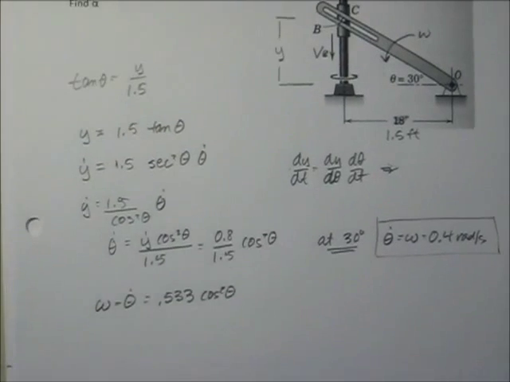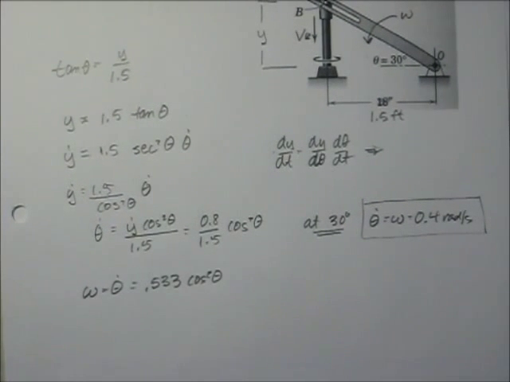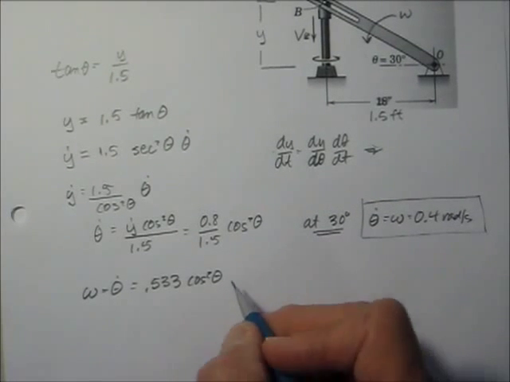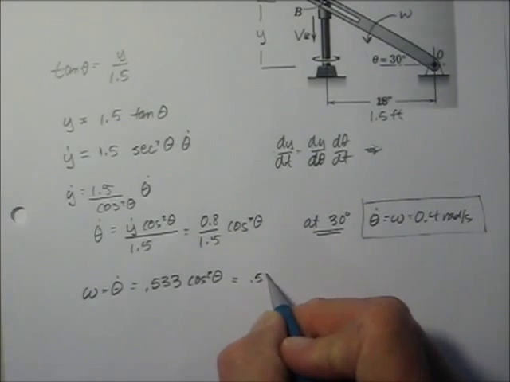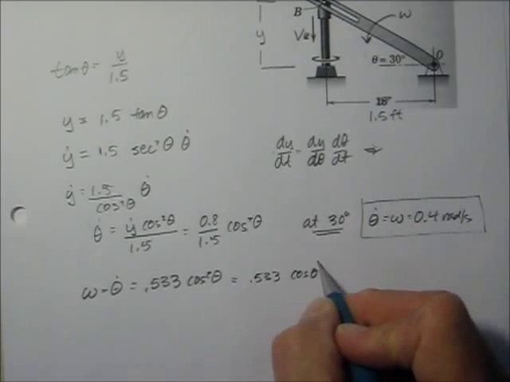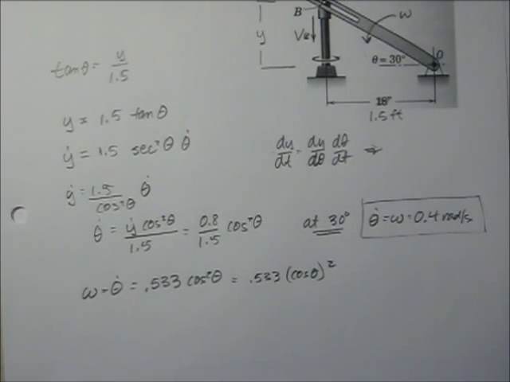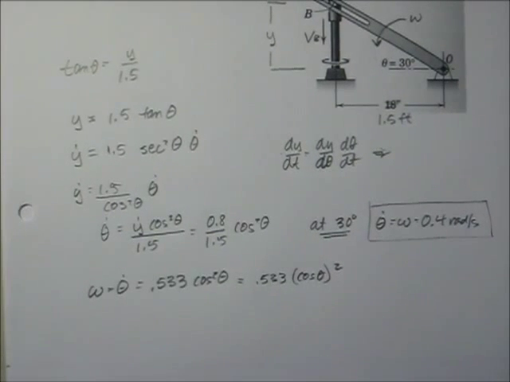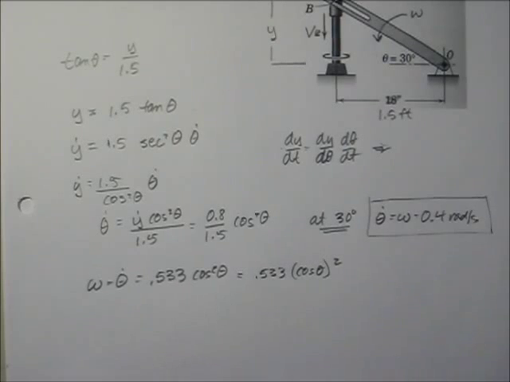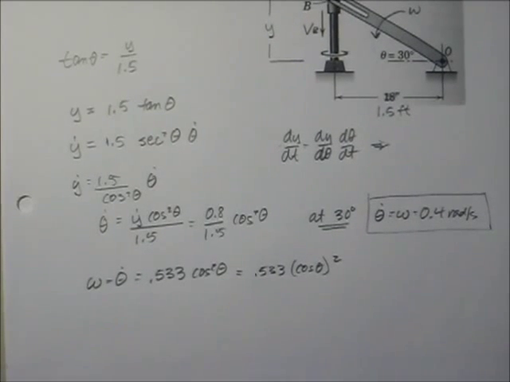I can now take the derivative of that and find out what alpha is. Now, this cosine squared theta, you may also recognize this as 0.533 cosine theta, the quantity squared. There are various ways of approaching taking the derivative of cosine squared, but I like to do it this way.